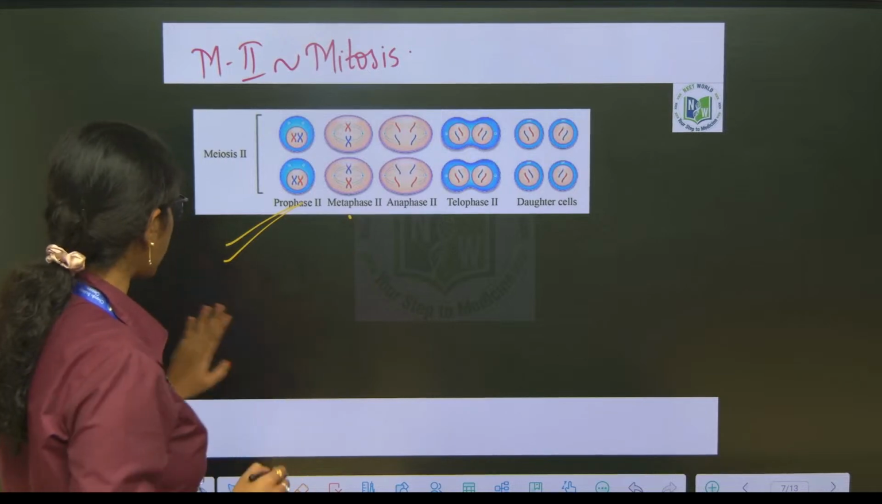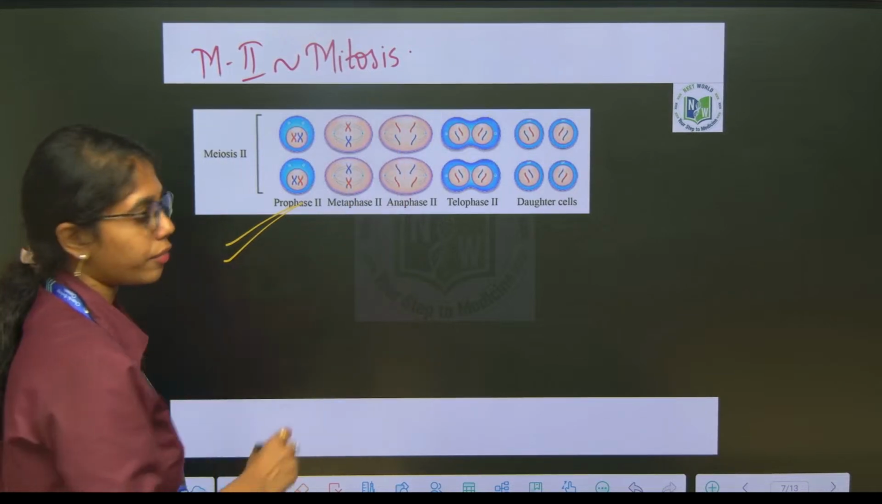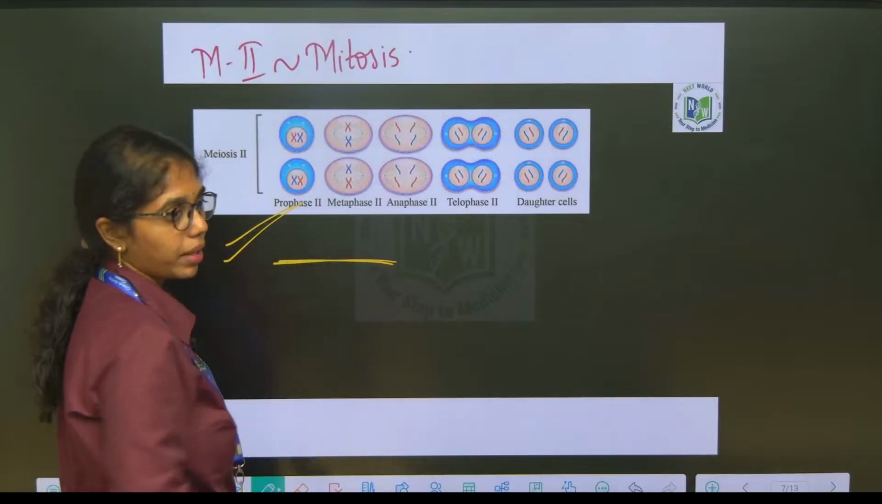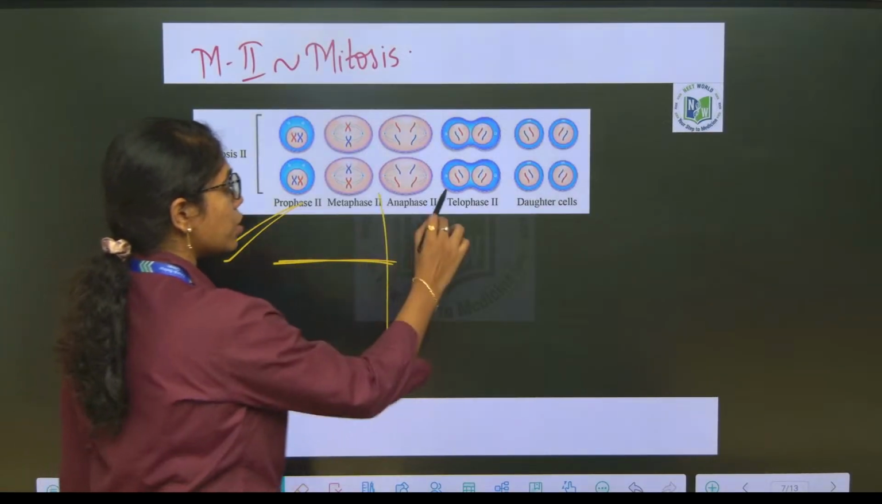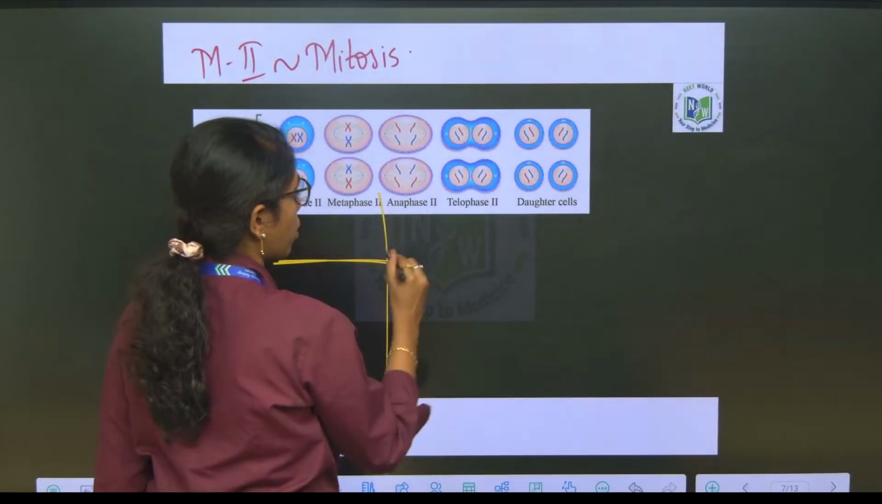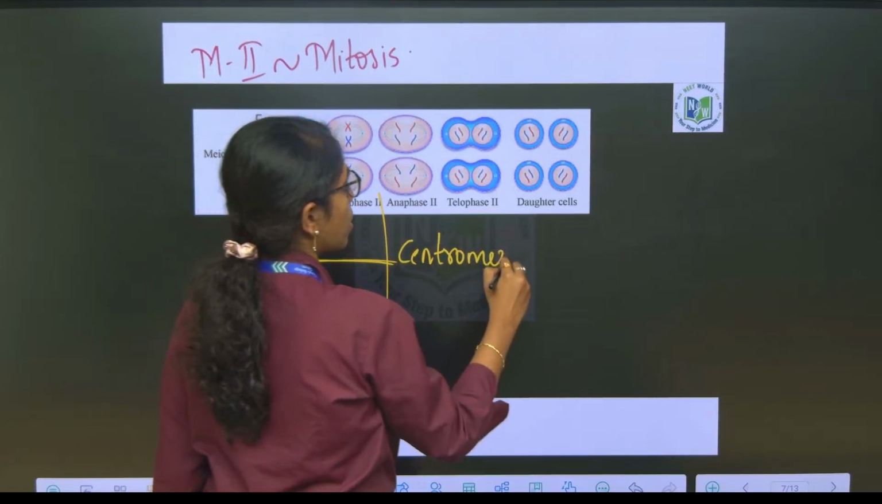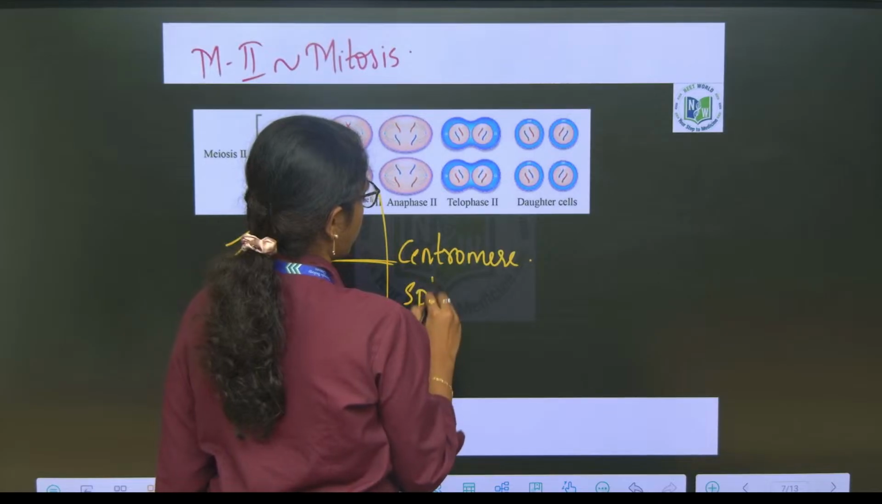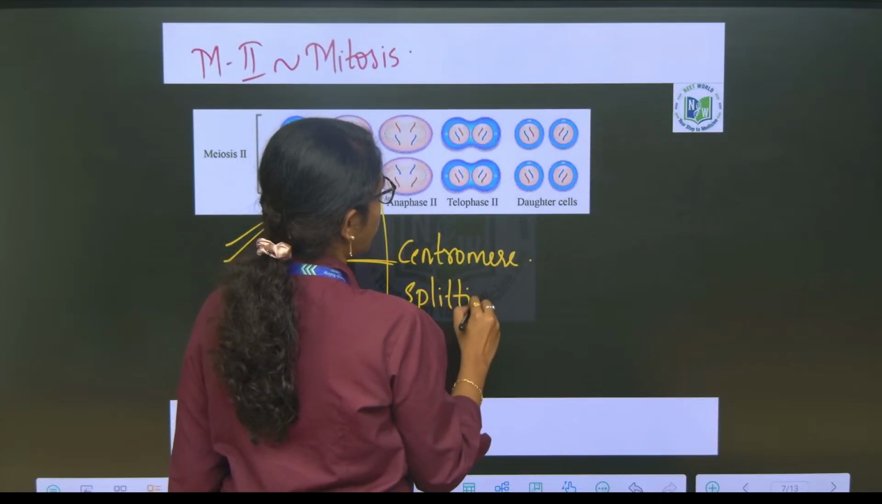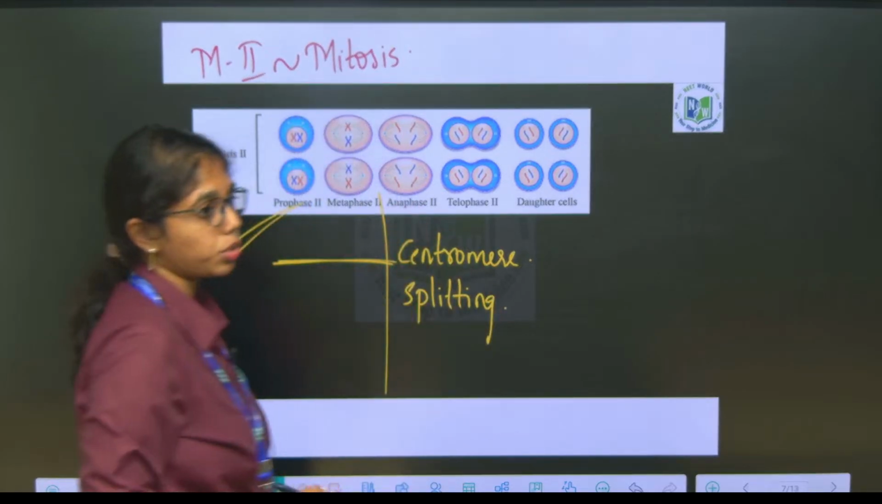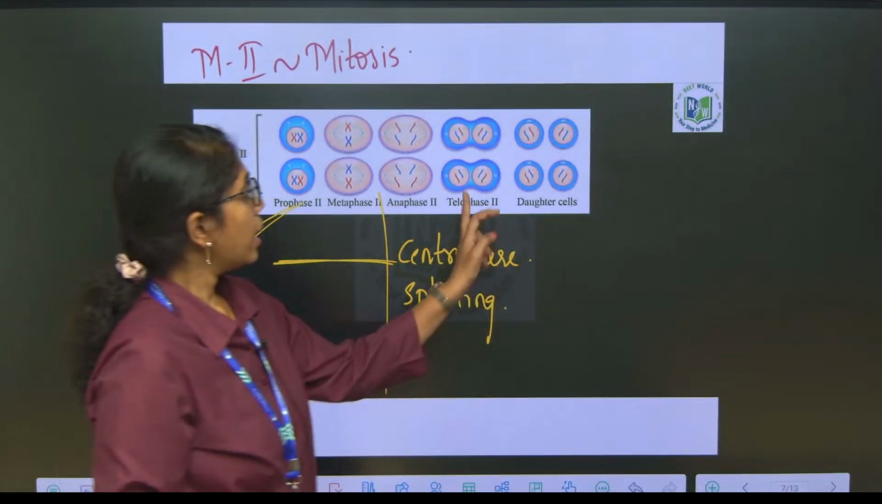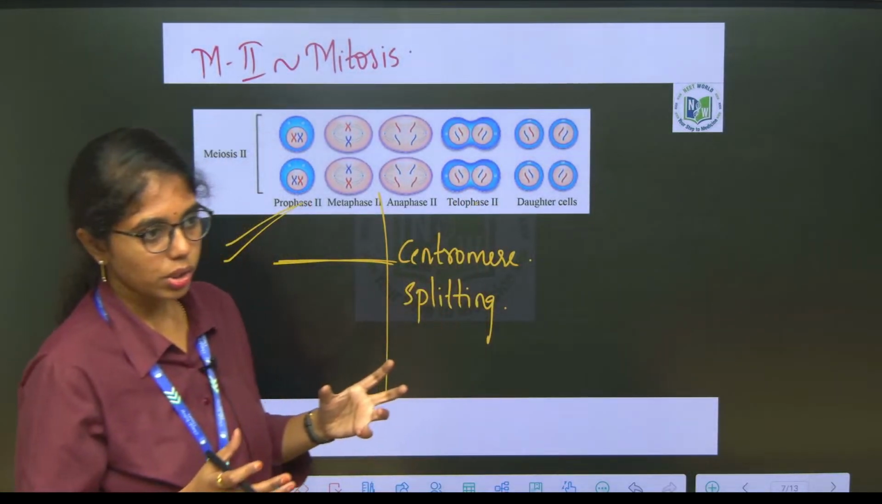Metaphase 2, there is again single metaphasic plate formed at the equator. In the anaphase 2, same like that of mitosis, centromere splitting occurs. In anaphase 2, centromere splitting occurs. Telophase 2, 4 daughter cells will be formed.